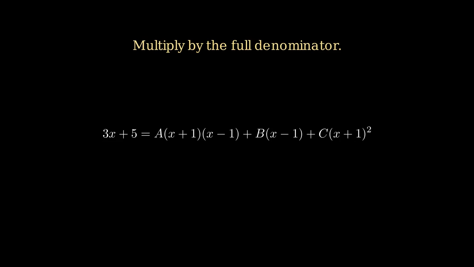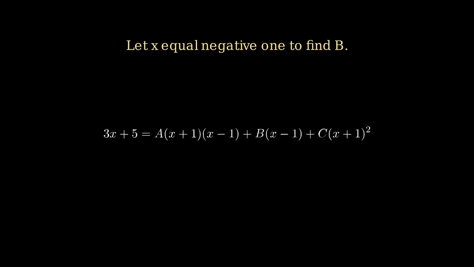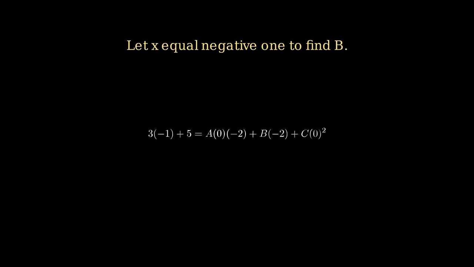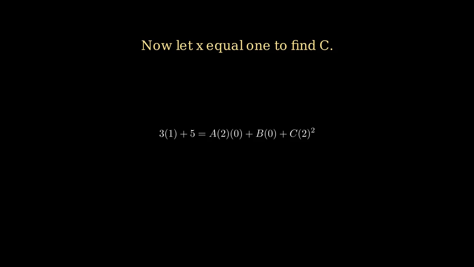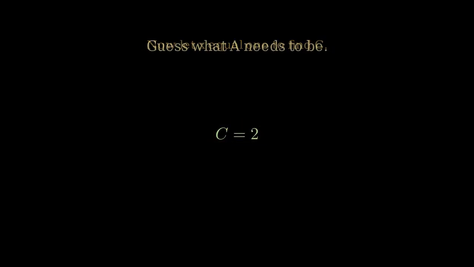Let x equal -1, so both the a term and the c term vanish, leaving only b. This gives 3 times -1 plus 5 equals b times (-1 - 1), that is 2 equals -2 times b, so b equals -1. Now let x equal 1, so both the a term and the b term vanish, leaving only c. This gives 3 plus 5 equals c times (1 + 1) squared, that is 8 equals 4 times c, so c equals 2. No single substitution can isolate a, since every value we picked always cancels it out.